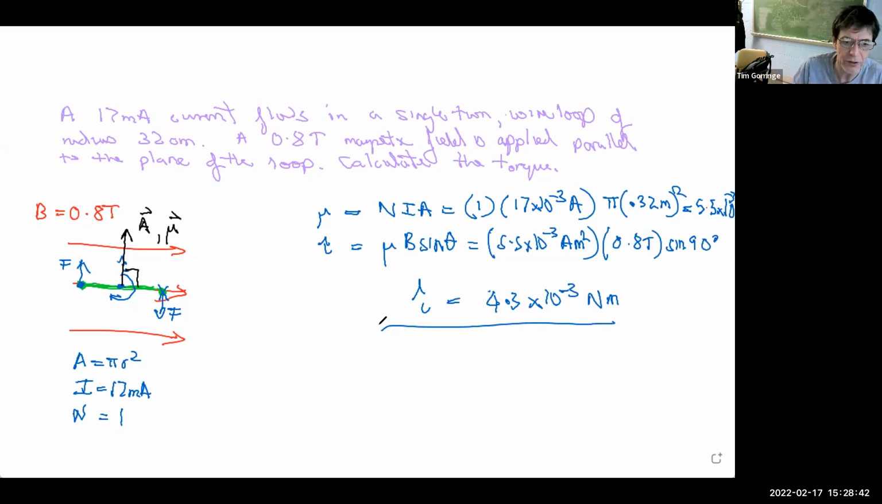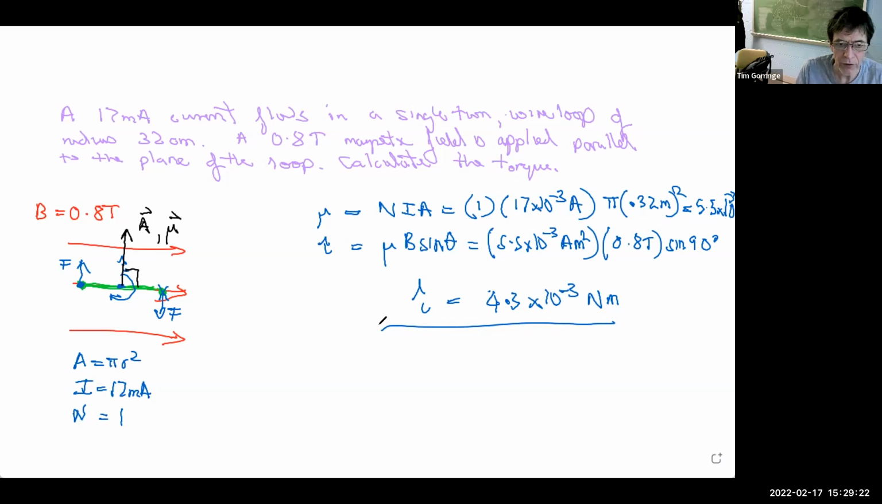Just a couple of final points about this question. In calculating the torque and in calculating the magnetic moment, we use the area of the loop. But it doesn't matter whether it's a square loop, a circular loop, or some other shape of loop. All that counts is the area. In calculating the magnetic torque, we needed the orientation of the loop in the magnetic field.